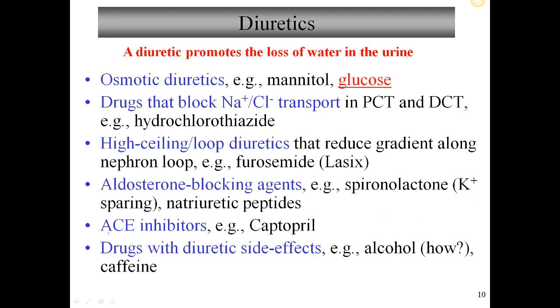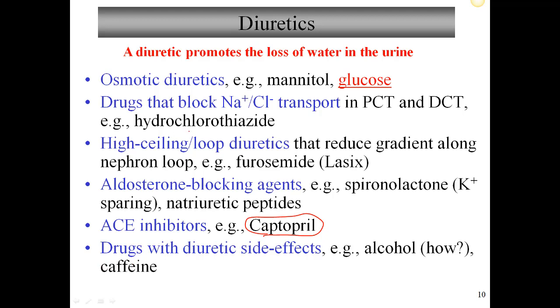Then we have ACE inhibitors, which are, remember, angiotensin converting enzyme, primarily in the lung capillaries, that basically created angiotensin II, which had all the effects that we talked about before. And so this can actually cause a diuresis because it can interfere with ADH secretion. Captopril is an example of that.